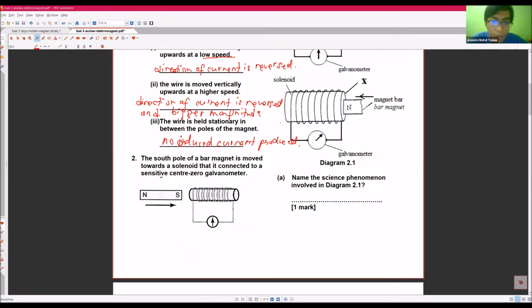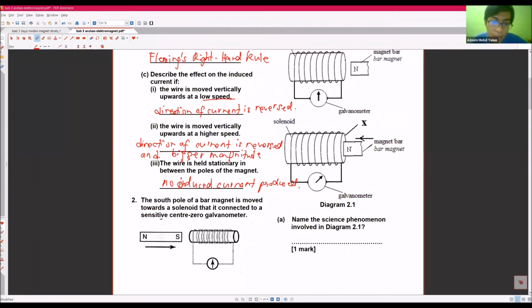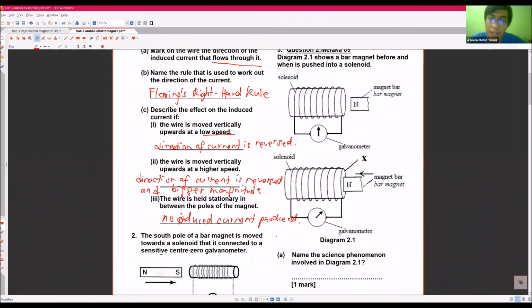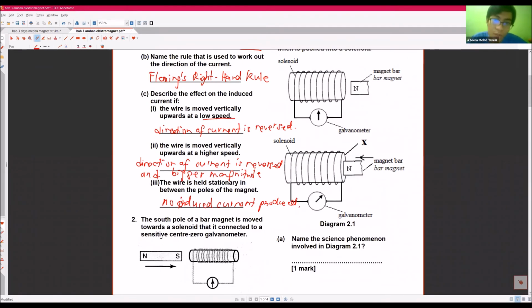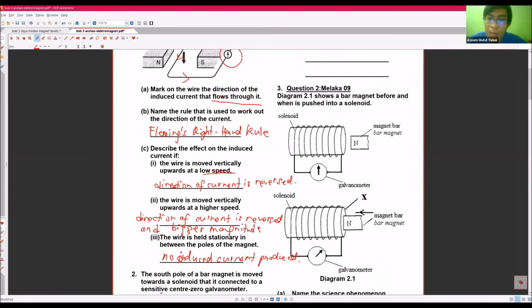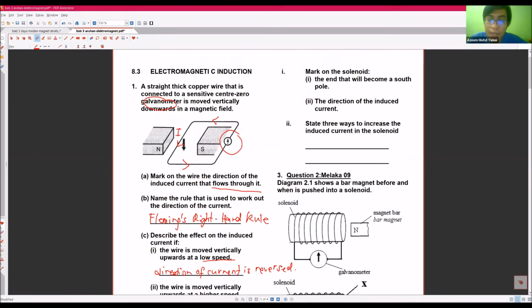The south pole of the bar magnet is moved towards a solenoid that is connected to a sensitive center zero galvanometer. But we have a solenoid. Right hand rule cannot be used for a solenoid. We need to change to the right hand grip rule. Whether the solenoid has a battery or not, always use the right hand grip rule. Mark on the solenoid the end that will become a south pole.